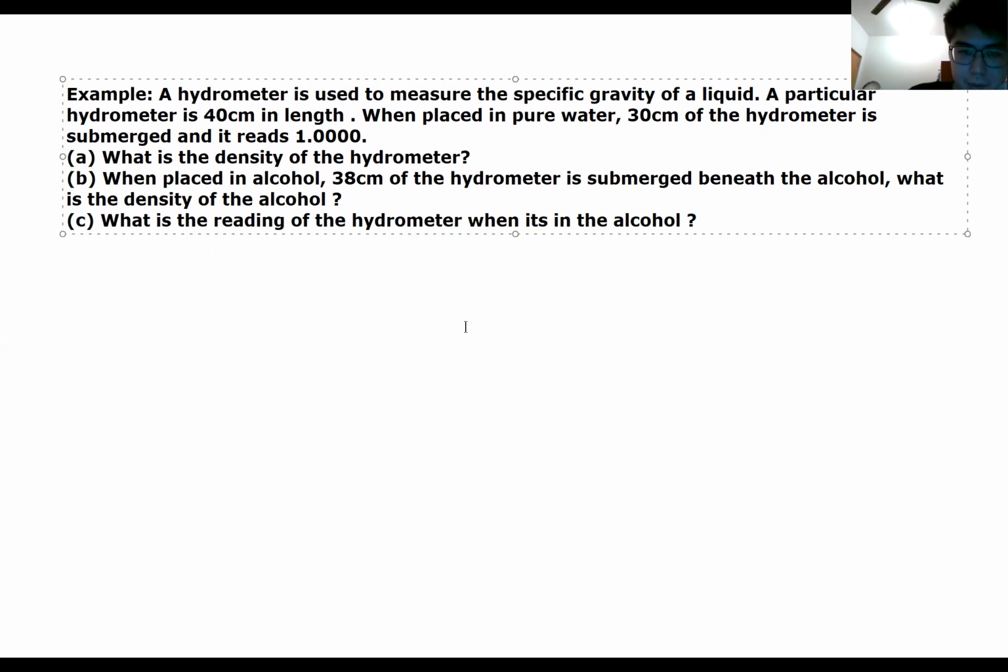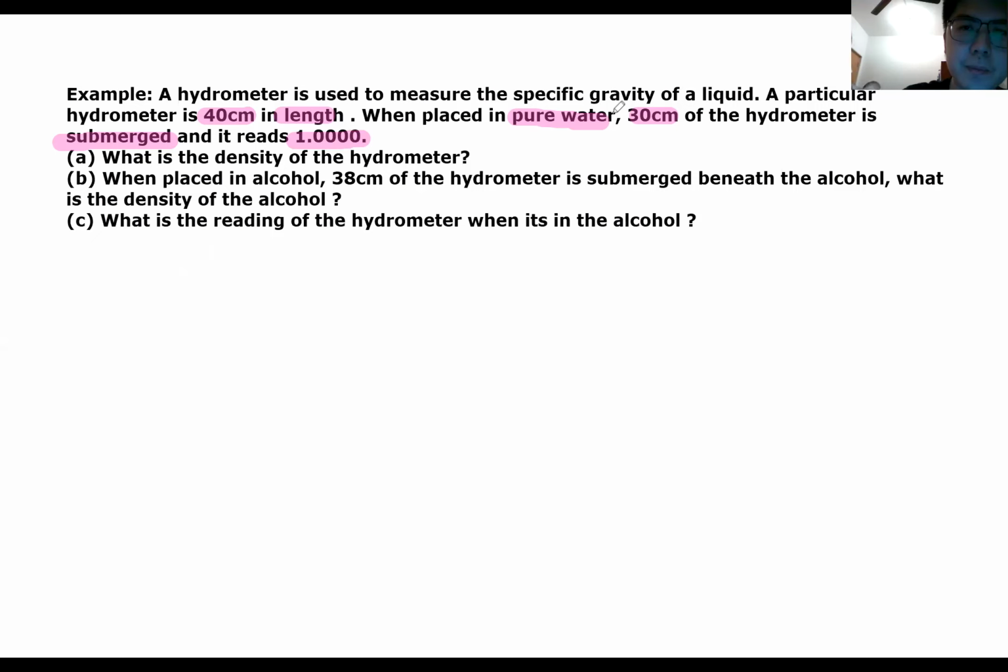Let's look at this example. A hydrometer is used to measure specific gravity of a liquid. A particular hydrometer is 40 cm in length. When placed in pure water, 30 cm of the hydrometer is submerged and it reads 1.0.